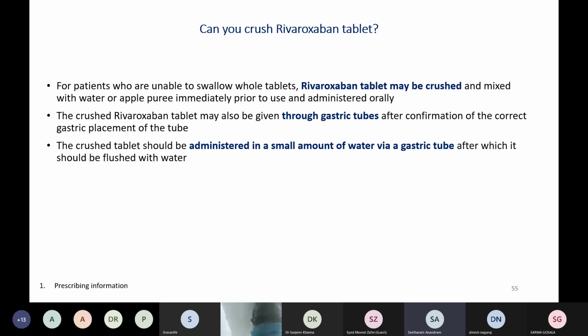This is another question which you probably come across more. Can we crush rivaroxaban? The answer to that is yes, it can be crushed. It can be mixed with water or puree, and it can be administered orally, or it can be administered through a Ryle's tube or gastric tubes. So in that sense, it's a significant advantage.